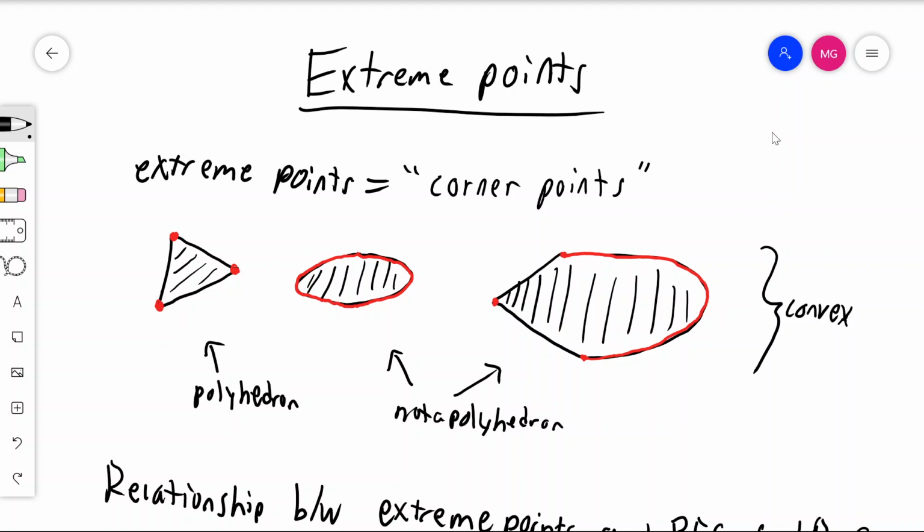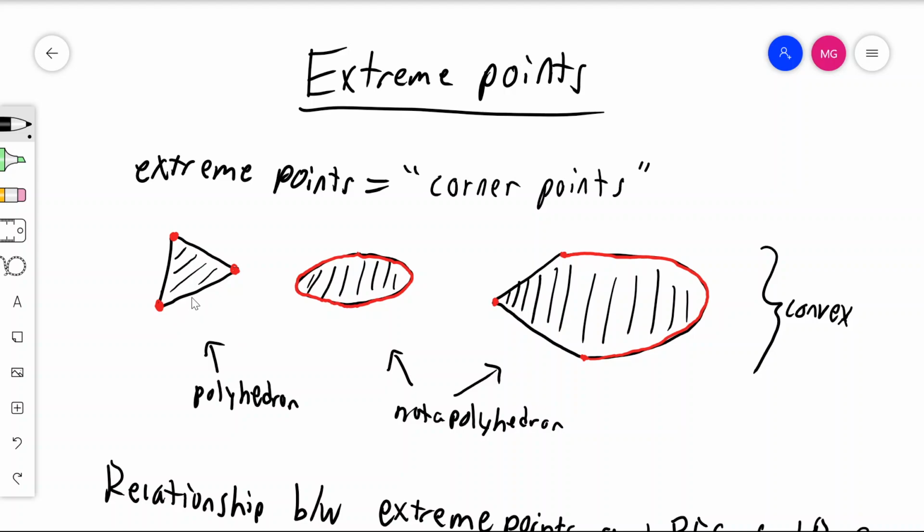Extreme points are actually something that can be defined for any convex set, not just polyhedra, but all we'll need it for is in the context of polyhedra. Intuitively, what we're going for with the idea of an extreme point is a quote-unquote corner point of your convex set. Here are some examples of convex sets, and only the left one is a polyhedron. The other two are not. But I've highlighted in red what the extreme points are for each of these.